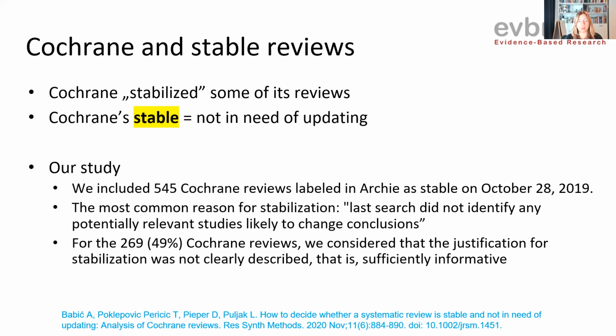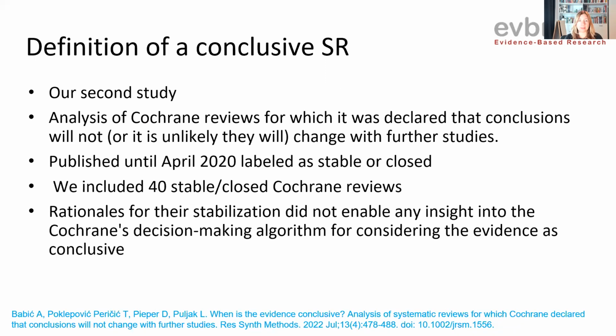So in the first study, we included more than 500 Cochrane reviews labeled as stable in Archie. And we found that the most common reason for stabilization was that the last search did not identify any potentially relevant studies that are likely to change conclusions. And for almost half of the Cochrane reviews, we considered that the justification provided by Cochrane for stabilization was not clearly described. It was not sufficiently informative to conclude why this was actually stabilized.